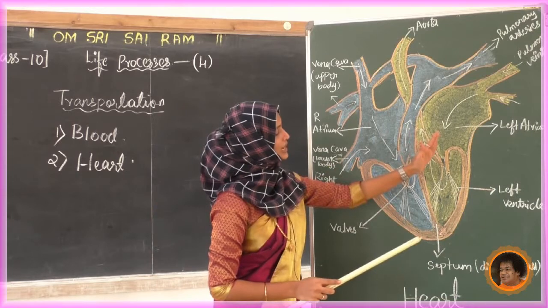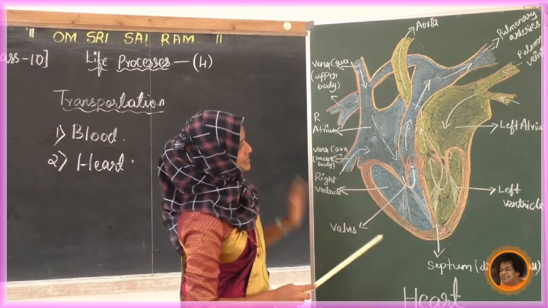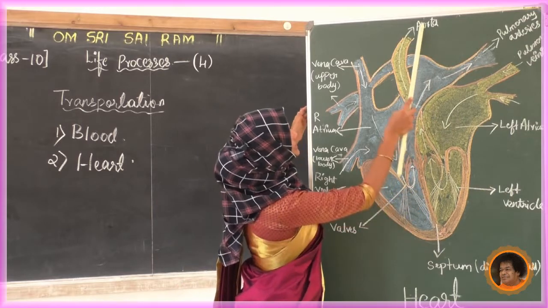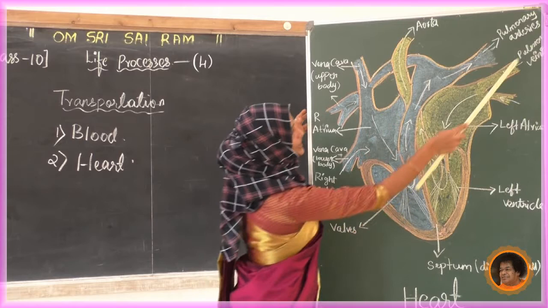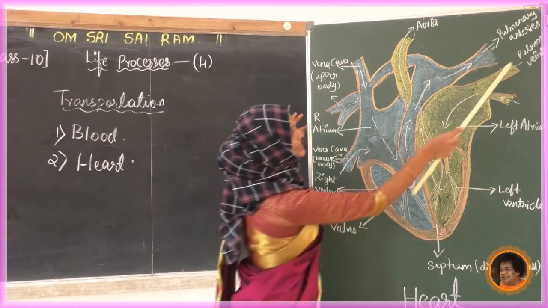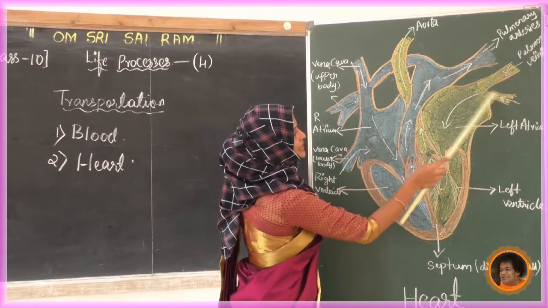Next we will move to another color, that is yellow. Here we have drawn, see where it starts. Here one pipe is there, here one pipe is there, and upon that there is one more pipe, that is the pulmonary vein. Here see these pipes.